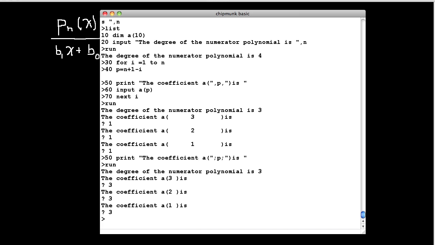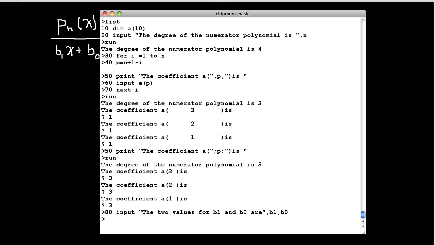Okay, now after I input those, I want to input the values for B1 and B0, so I'll put statement 80, input the two values for B1 and not B2, B0 are, parentheses, comma, and then I'll put B1, comma, B0. So it inputs those.